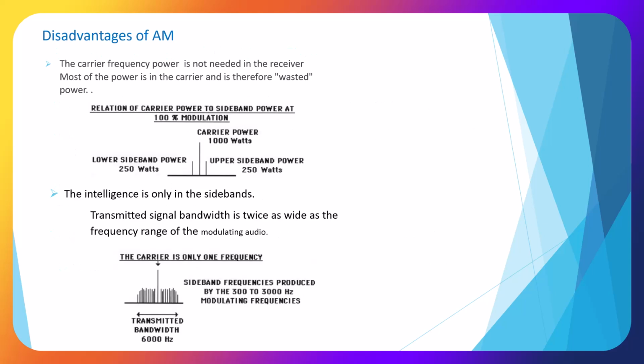The carrier frequency power is not needed in the receiver. Most of the power in the carrier is therefore wasted power. So here we show the carrier at 1000 watts at 100% modulation, and our lower sideband is 250 and our upper sideband is 250 watts. The intelligence is only in the sidebands. Transmitted signal bandwidth is twice as wide as the frequency range of the modulating audio.